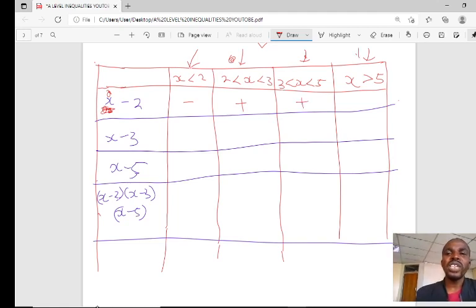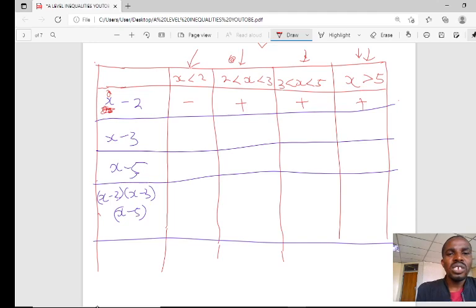Then finally, the last one, x greater than 5, you put, for example, 6. So you put 6 where there is x, it will be 6 minus 2. 6 minus 2 is what? It's plus 4. So the answer will be positive. So you are done with this row. You move on to the next, or second row, right?